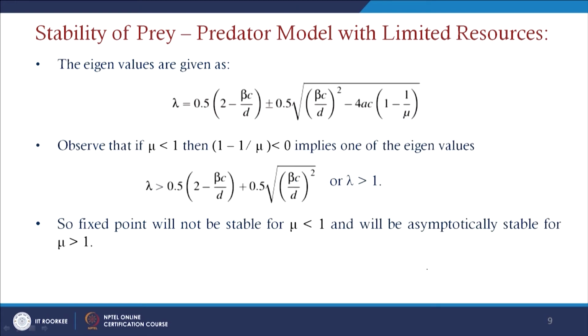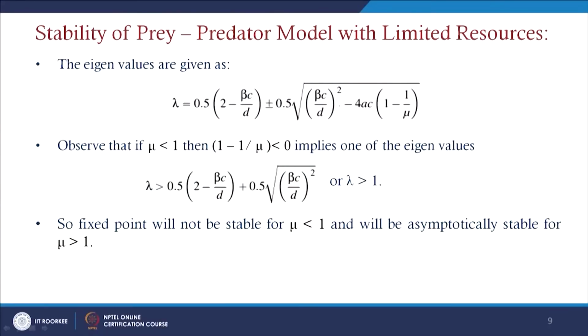And the eigenvalues, if you find them, can be written as 0.5 into 2 minus beta C by D plus or minus 0.5 square root of beta C by D whole square minus 4 AC into 1 minus 1 by mu here.